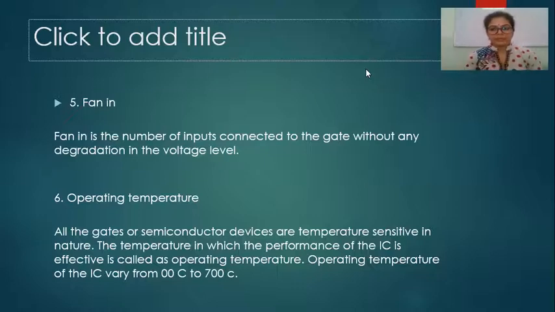Next is operating temperature. All the gates or the semiconductor devices are temperature sensitive in nature. So the temperature in which the performance of the IC is effective is called operating temperature. So the operating temperature of the IC varies from 0 Celsius to 70 Celsius. So these all are the features of IC.